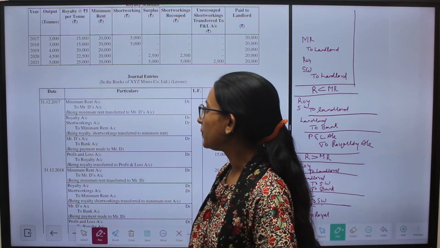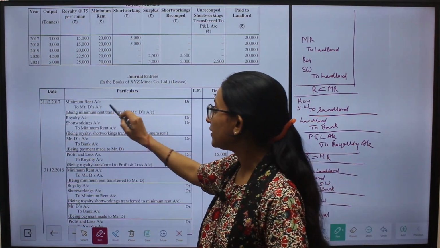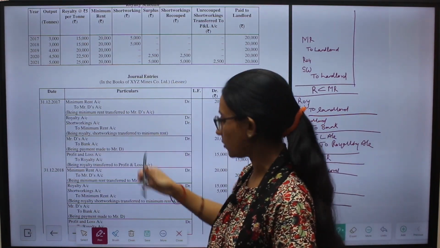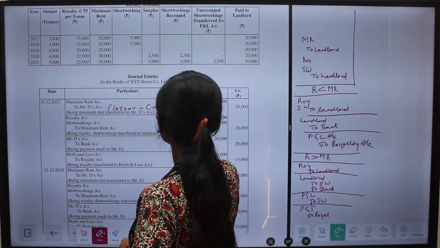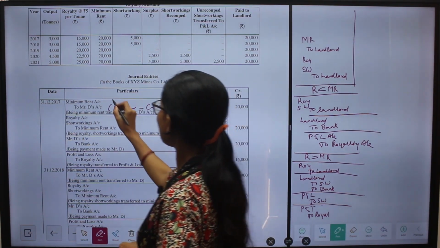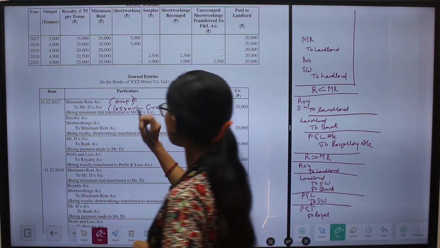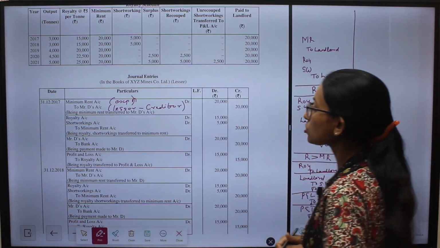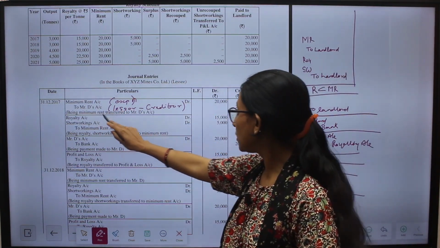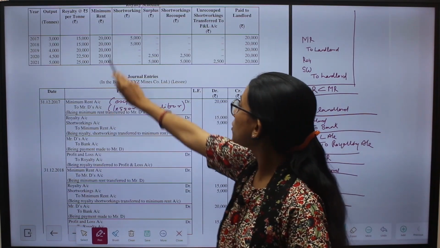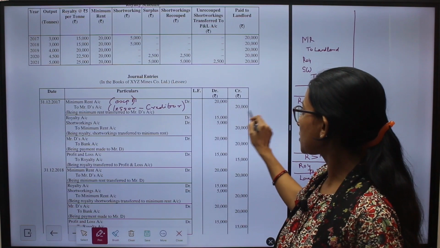So the first entry will be minimum rent account debit to Mr. D. Mr. D is the landlord. He is the lessor. He is the creditor for the lessee, so he is a liability, and minimum rent is the expense for the lessee. It's an expense, it's a creditor. So that's why we have passed the entry minimum rent to Mr. D. Minimum rent is rupees 20,000 and Mr. D is also credited with rupees 20,000.